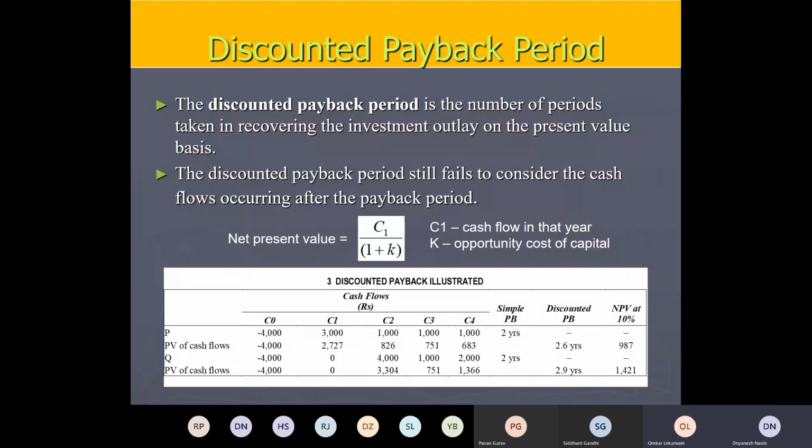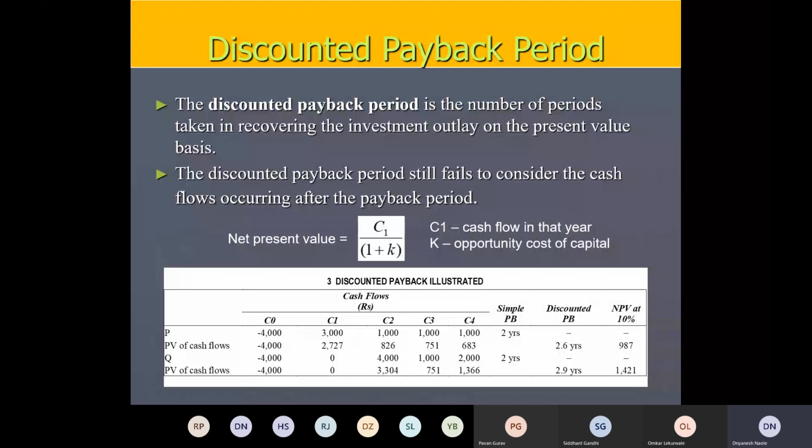So the advantage remains almost the same, except it takes into consideration the time value of money, but it ignores all the future cash flows after the payback period. So it still suffers similar limitations as we had seen in the case of the simple payback period.